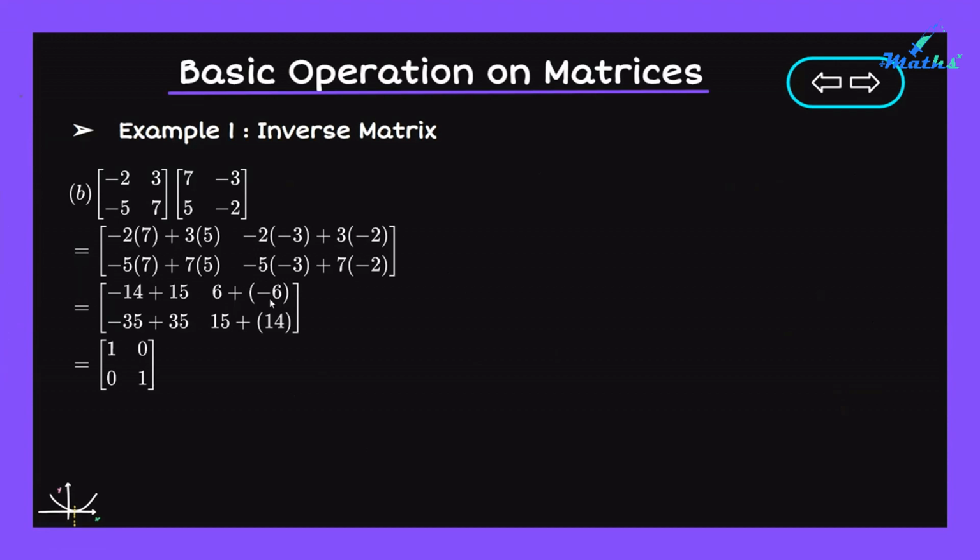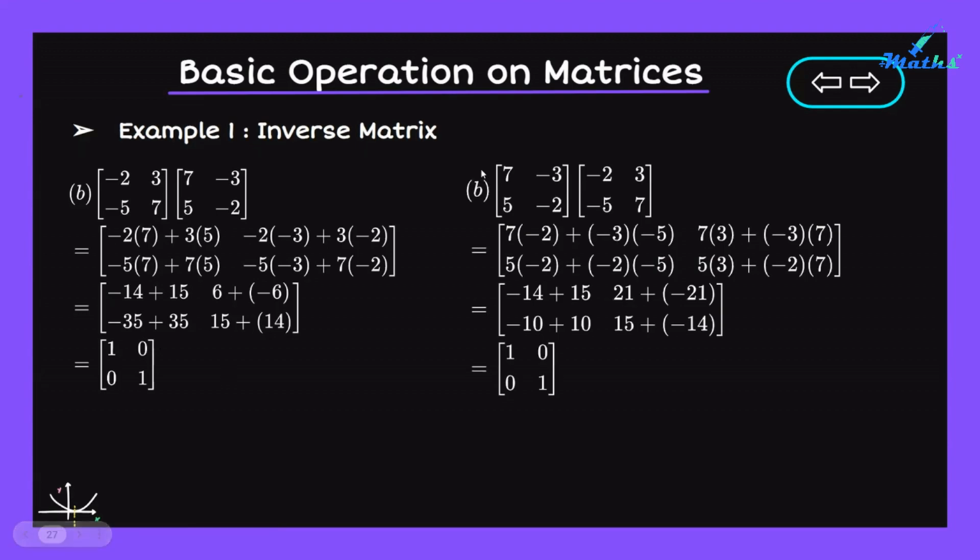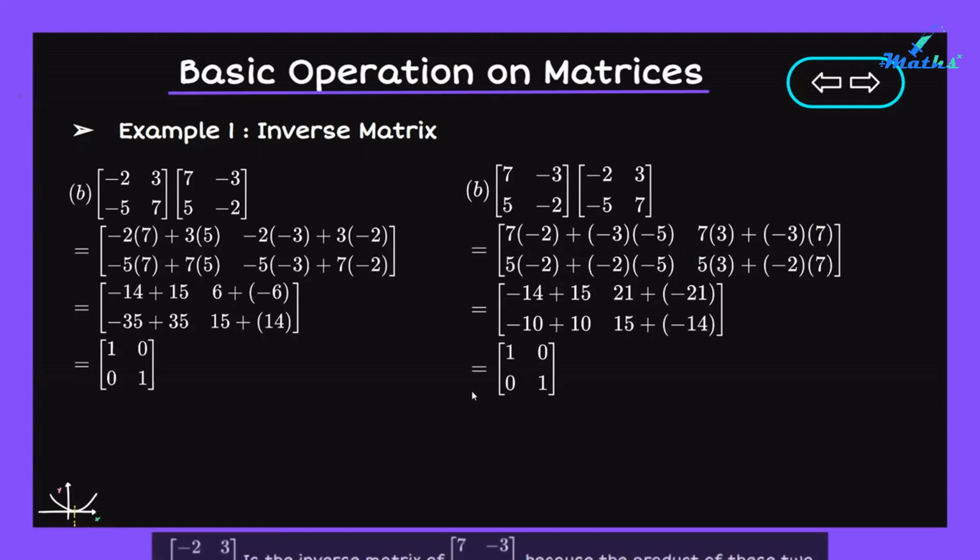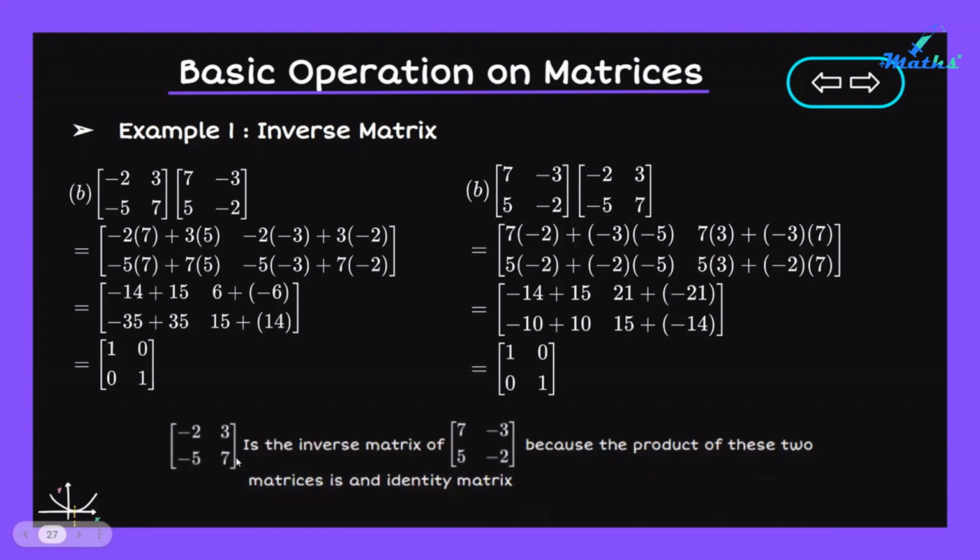Just multiply together, and then add together, and then you get the answer, which is 1, 0, 0, 1. What if we switch these two matrices and multiply again? So we multiply together and then add together, and we also get 1, 0, 0, 1. So negative 2, 3, negative 5, 7. This matrix is the inverse matrix of this matrix because the product of these two matrices is an identity matrix.